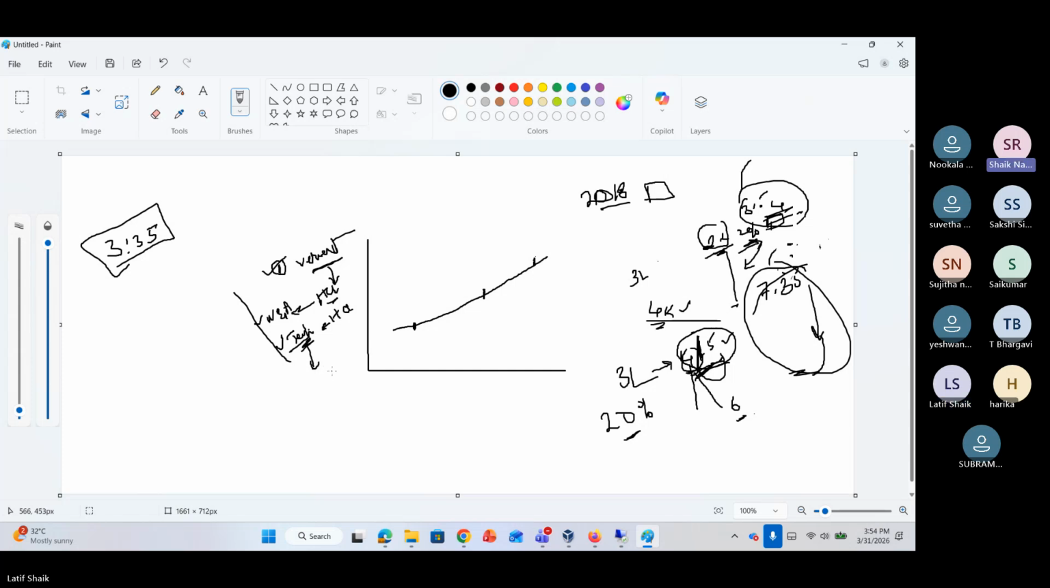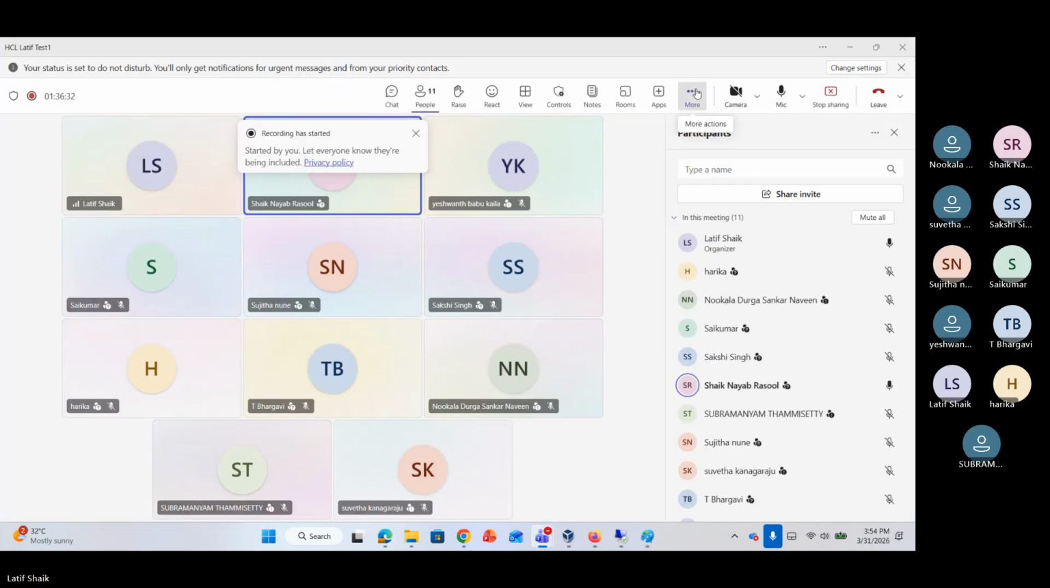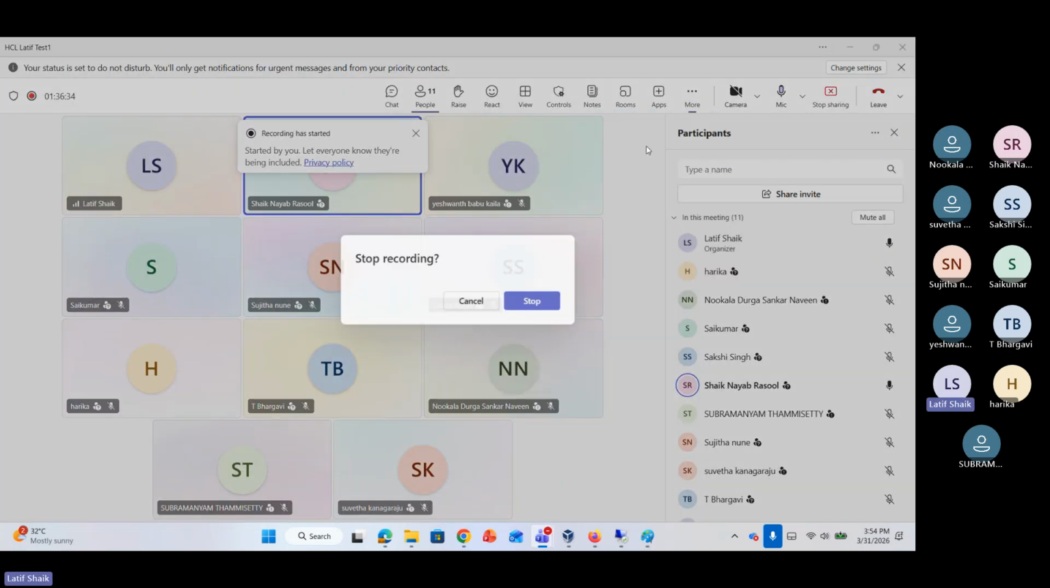So this part is in HCL's hand. This part is in your and Ravan sir's hand. Sir, will this entire process be conducted only in online mode? Yeah, till joining.